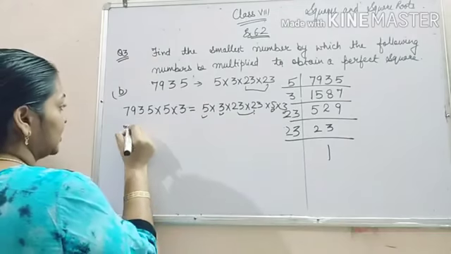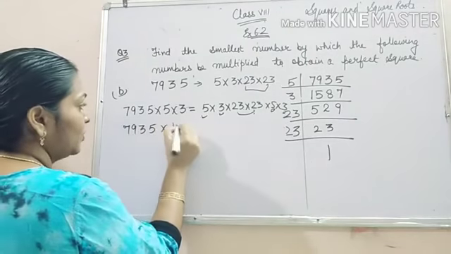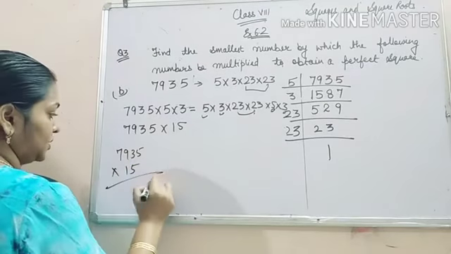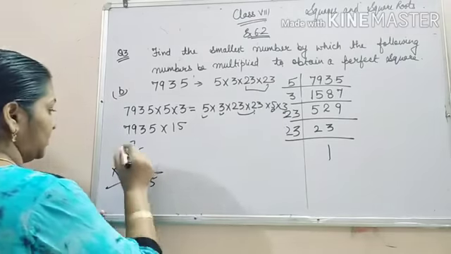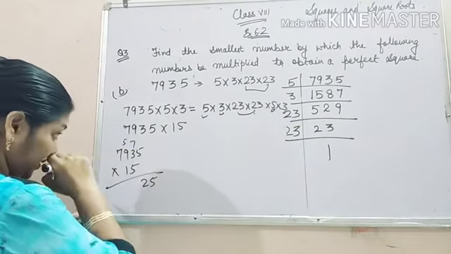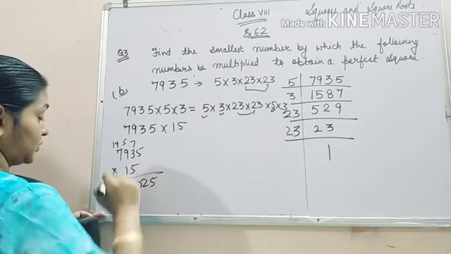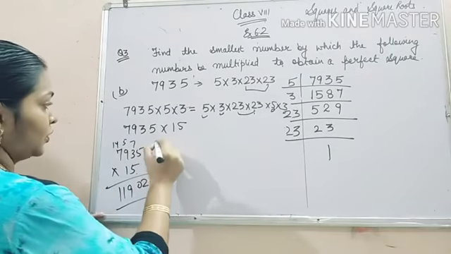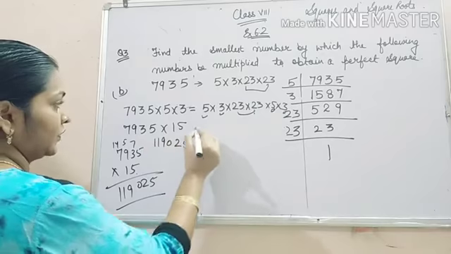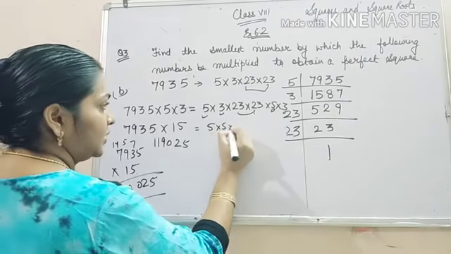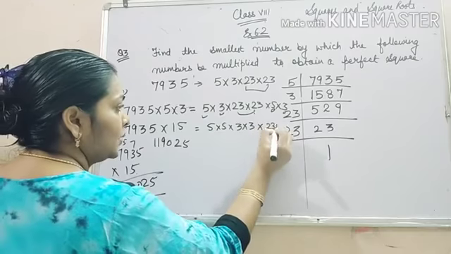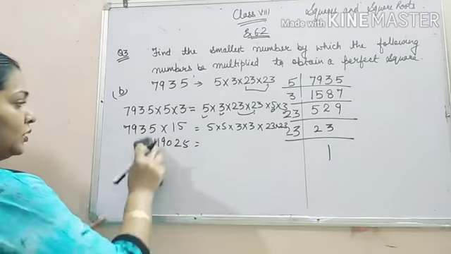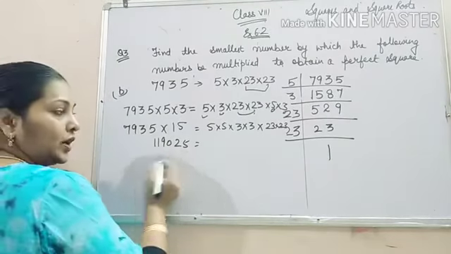Do the multiplication. 7935 into 15. You get 119025. And here you can write them in sequence to form the pairs. Now you need to find the square root of this number, 119025.